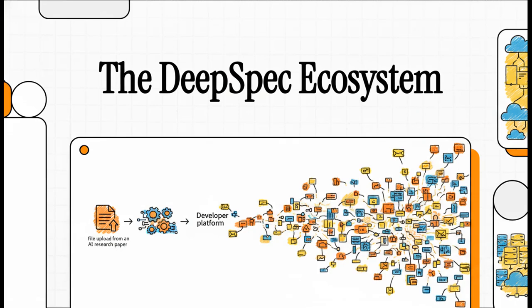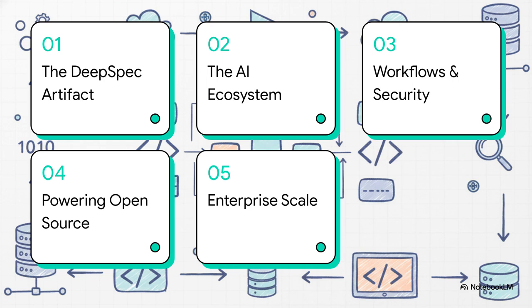We're going to do something a little bit different today, and honestly, I think it's absolutely fascinating. We're taking a micro to macro journey. We're going to start by looking at one single isolated file upload from an AI research paper. Then we'll systematically zoom out layer by layer to reveal the massive global digital ecosystem that actually supports it. Basically, we are breaking down the hidden anatomy of a modern developer platform. Let's get into it. Okay, let's dive into this.